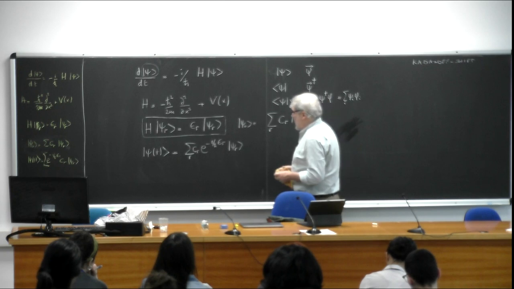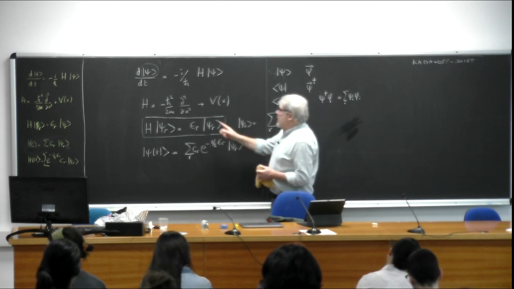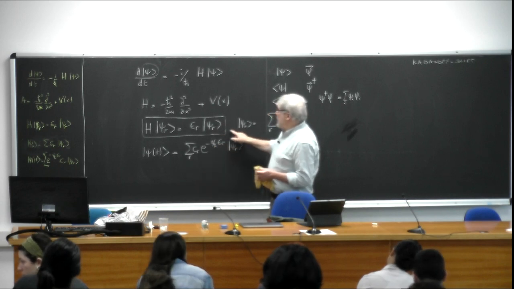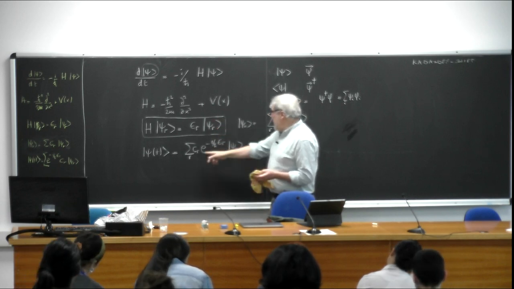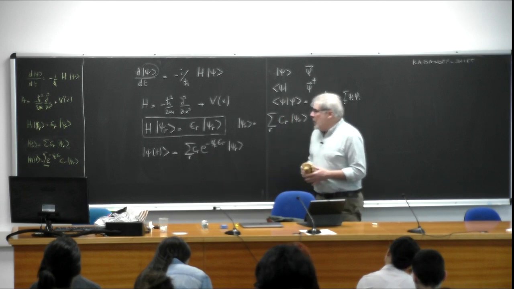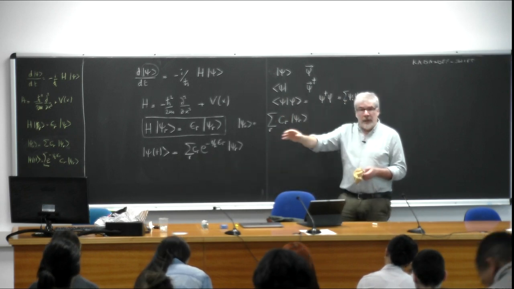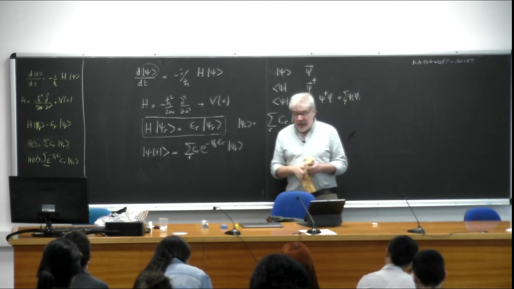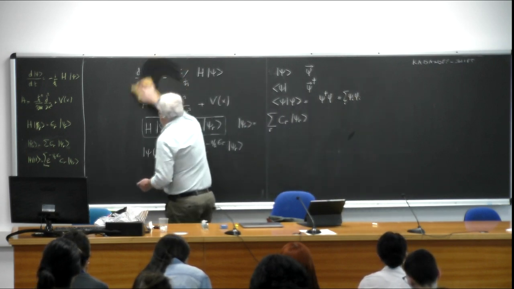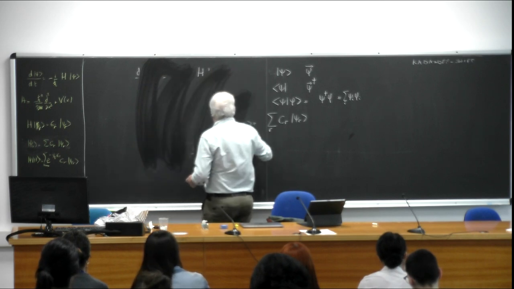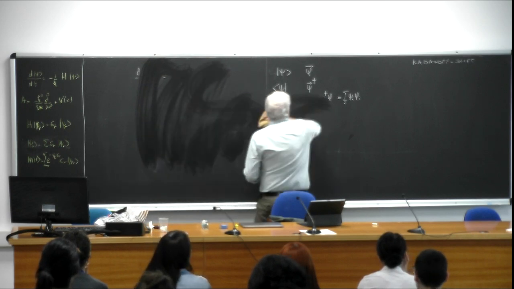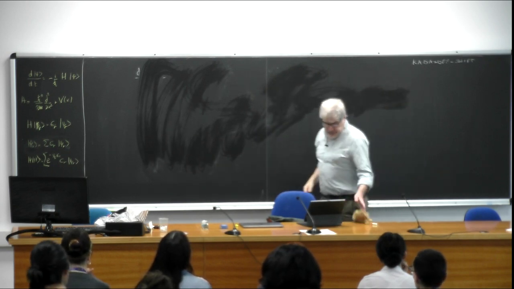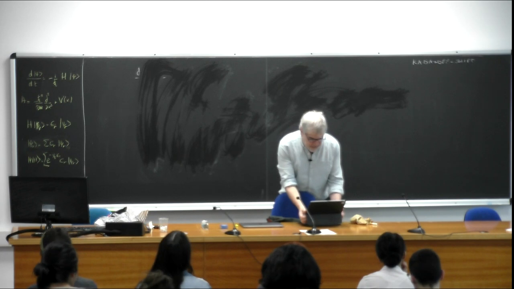So this equation, in terms of the eigenvalues and eigenvectors, becomes trivial and can be solved. And so we can study the evolution of any wave function just by diagonalizing H. Okay. So with this said, let's start with what we're doing.